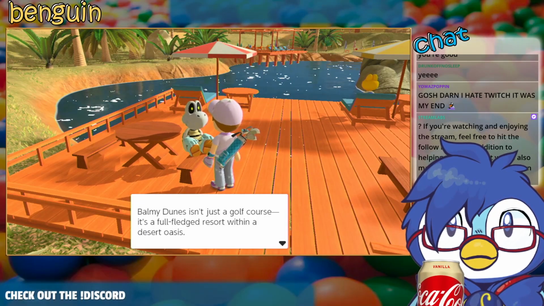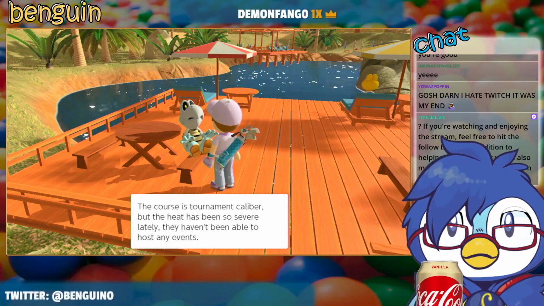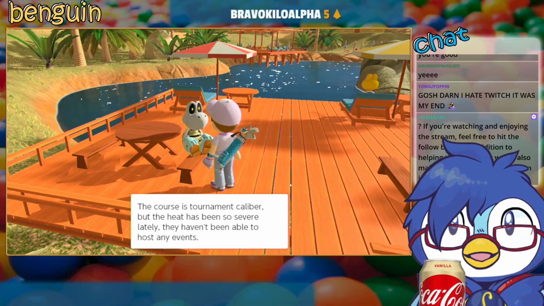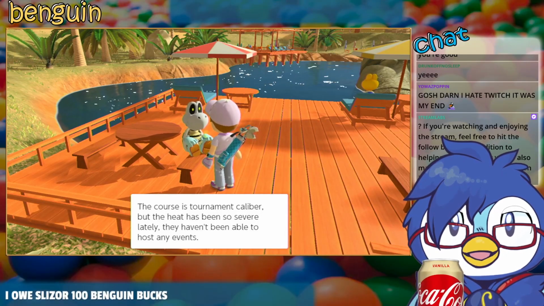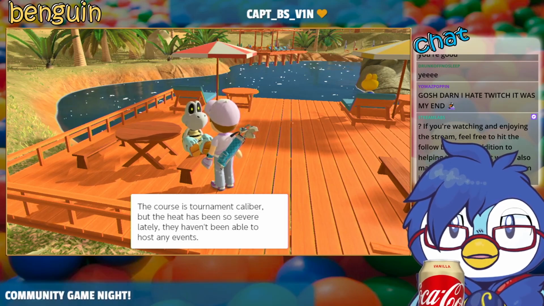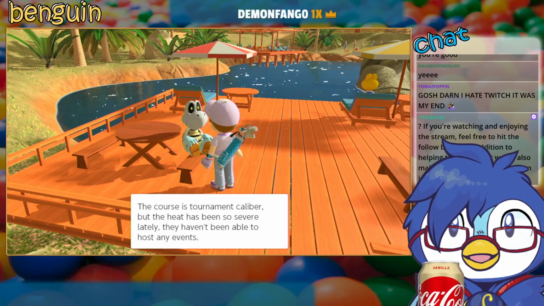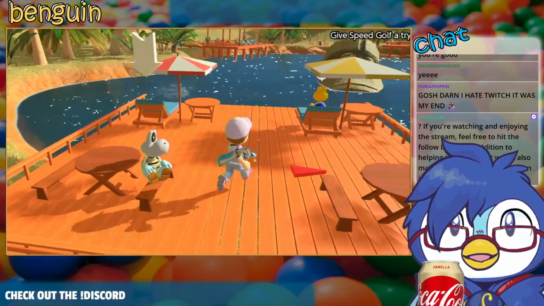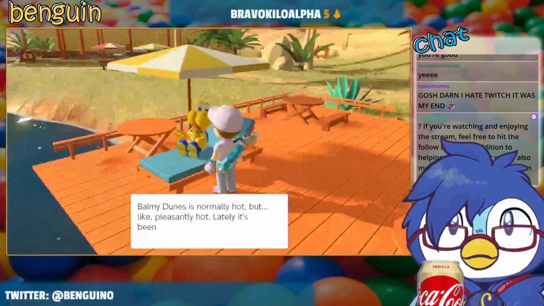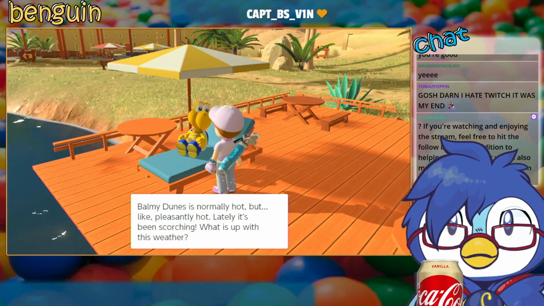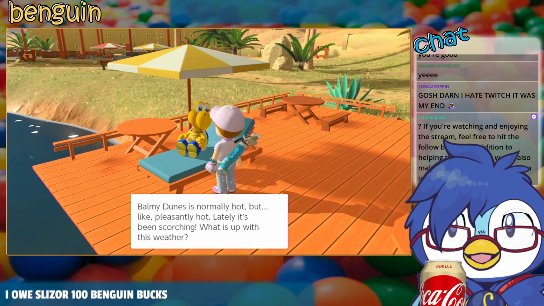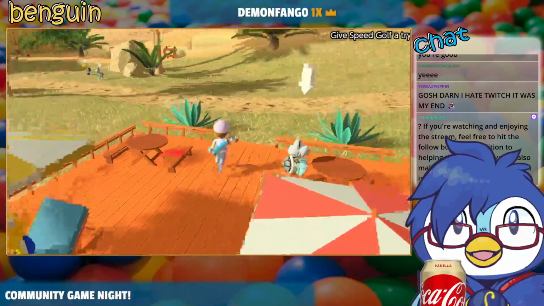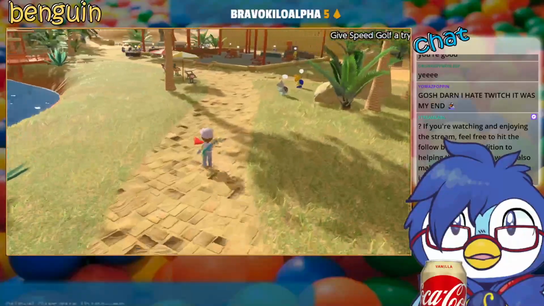Yes, a full-fledged resort with a desert oasis. Yeah, okay, we're saying that there's been a drought that we saw earlier, and the heat's severe, haven't been able to host any events. Okay. What about you? Pleasantly hot. That's a good question. What is up with the weather? Let's see.